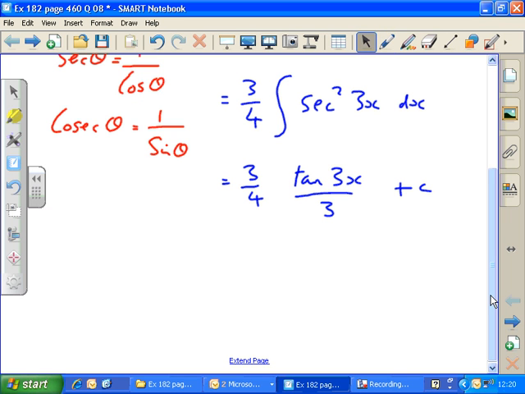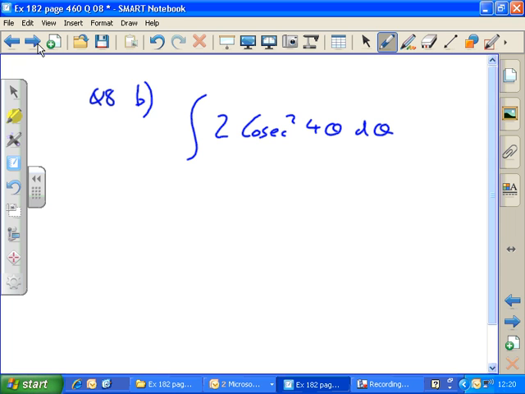And then we can see that the 3's cancel. So actually the solution turns out to be 1/4 of tan 3x plus c. Part B, again, the 2 can come outside the integral of cosec squared 4 theta d theta.